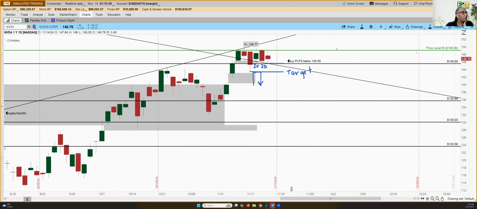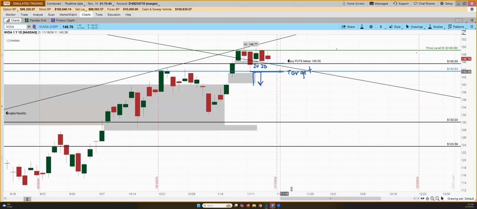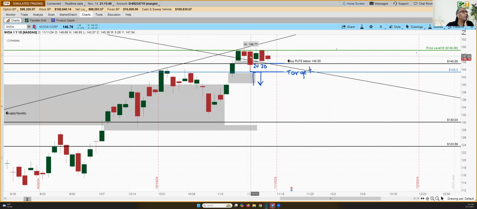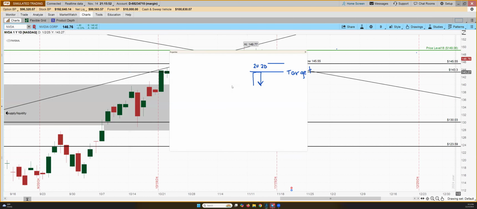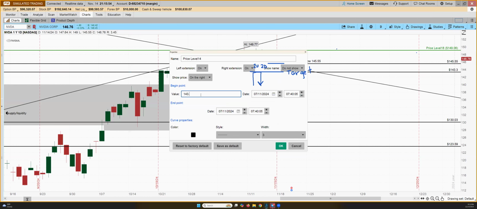I'm going to move this from 145 to 142. Yep, the bottom of this candle is 143.57. That would be your first target. Puts target 1.